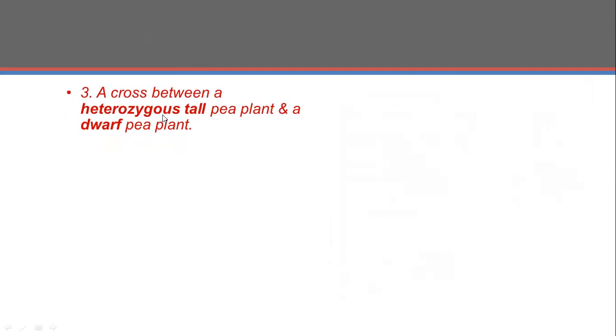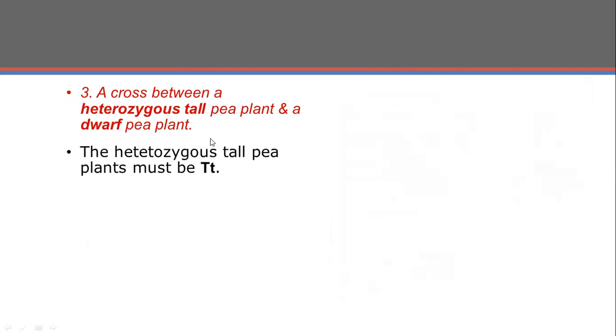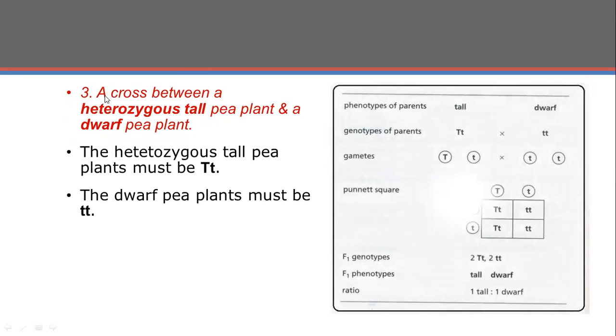A cross between a heterozygous tall pea plant and a dwarf pea plant. Heterozygous tall, so capital T, small t, and dwarf, recessive, so there's no chance to be anything other than small t. So it will be the same steps. Start with the phenotypes, tall and dwarf. The genotypes, capital T, small t, and for the dwarf, small t.